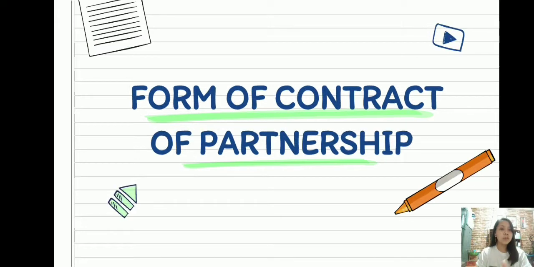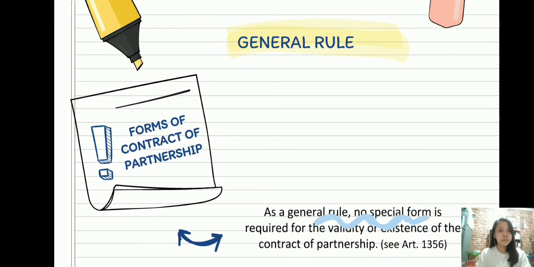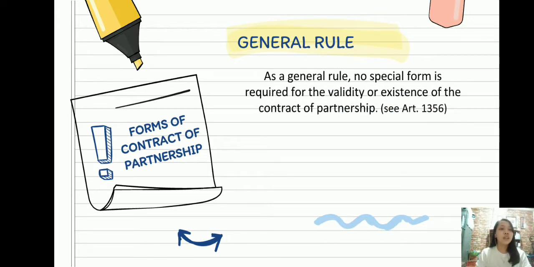Form of contract of partnership. A form of contract is a manner in which a contract is manifested or executed. General rule: as a general rule, no special form is required for the validity or existence of the contract of a partnership. It is according to Article 1356.